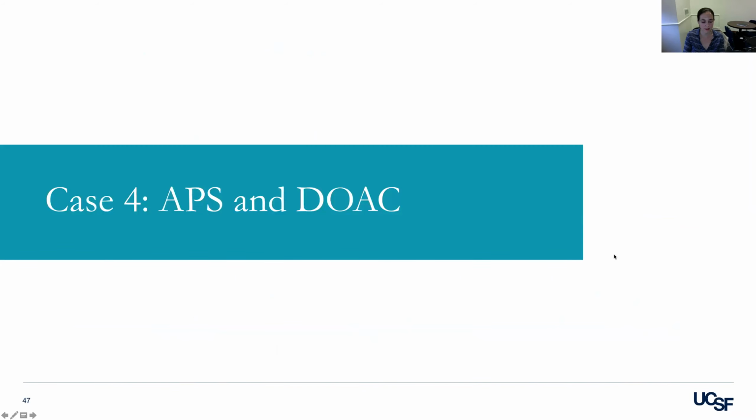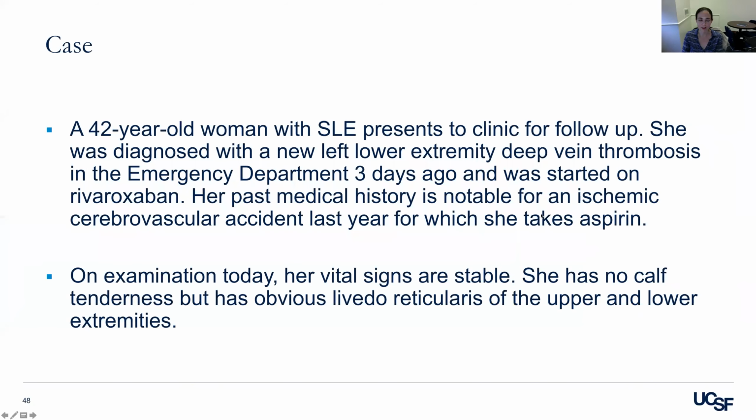Okay, moving on to our next case, which is thinking about the use of direct-acting oral anticoagulation in patients who have antiphospholipid syndrome. So for this case, we have a 42-year-old woman with lupus who's coming to see you in clinic for follow-up. She was diagnosed with a new left lower extremity DVT 3 days ago and was started on rivaroxaban in the emergency department. Her past medical history is notable for an ischemic CVA last year, for which she takes aspirin. On exam, her vital signs are stable. She has no calf tenderness, but does have obvious livedo reticularis of the upper and lower extremities.